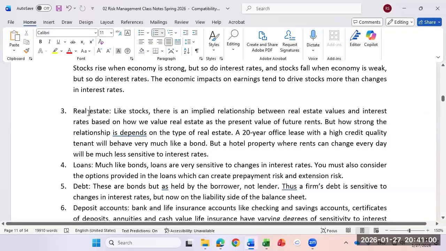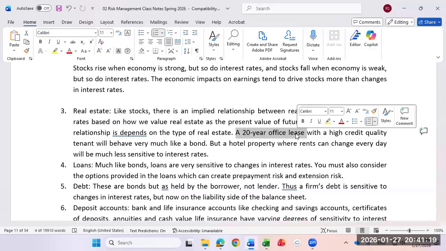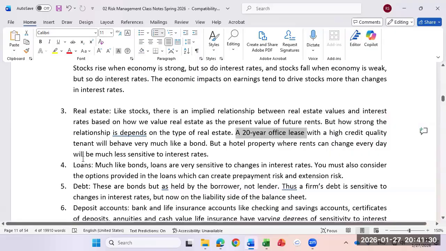When I was at USAA, we actually calculated the duration of our real estate portfolio and matched it up with the debts. So you can do that. You want to make sure you don't have a 20-year lease on a property that you're funding with 3-month debt. Because you got this lease for 20 years, and if interest rates shoot up, your cost of debt is going to shoot up, and you're getting that same amount. So if you have a 20-year office lease, what kind of debt do you want? You want 20-year debt, so that the two match up. So you can definitely do some real estate interest rate analysis.